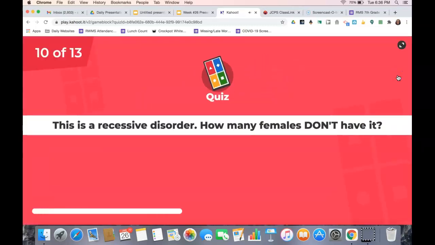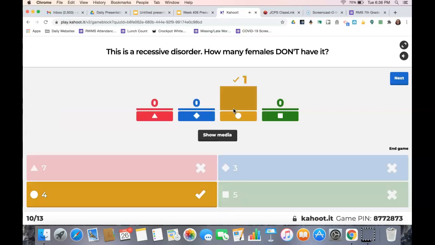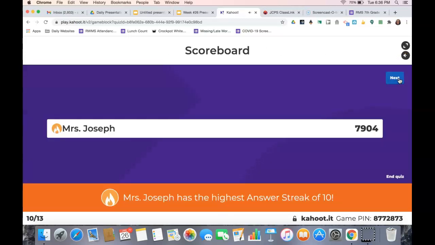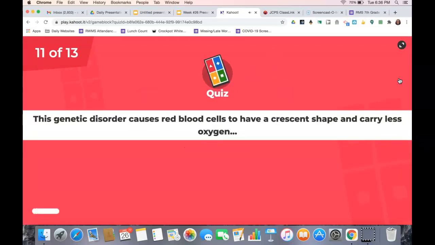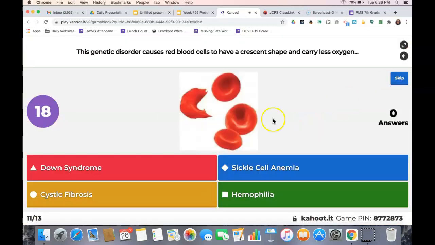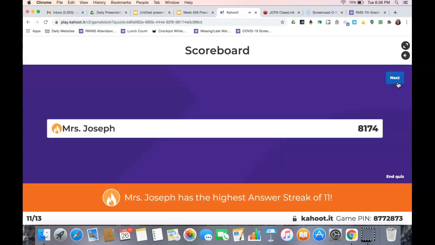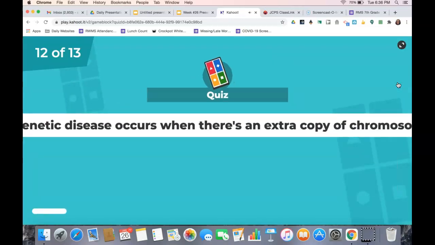Question number 10, this is a recessive disorder. How many females don't have it? So 1, 2, 3, 4. I counted 4 females that don't have the disorder that were not shaded in. Question 11. This genetic disorder causes red blood cells to have crescent shape and carry less oxygen. That's going to be crescent shaped or sickle shaped. So this is going to be your sickle cell disease. They block the blood flow so less oxygen is able to get to places.